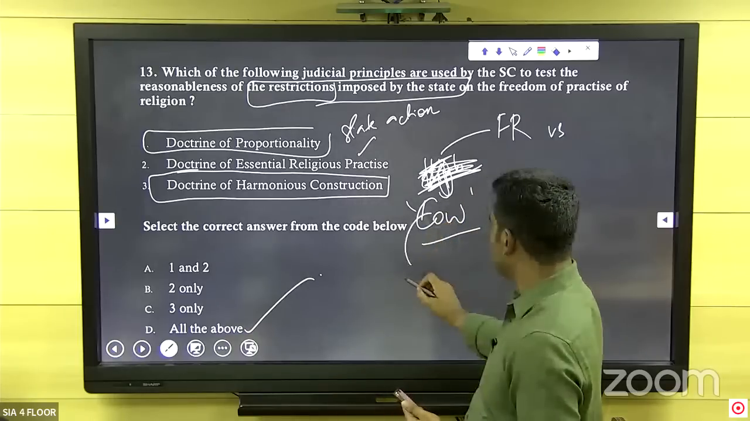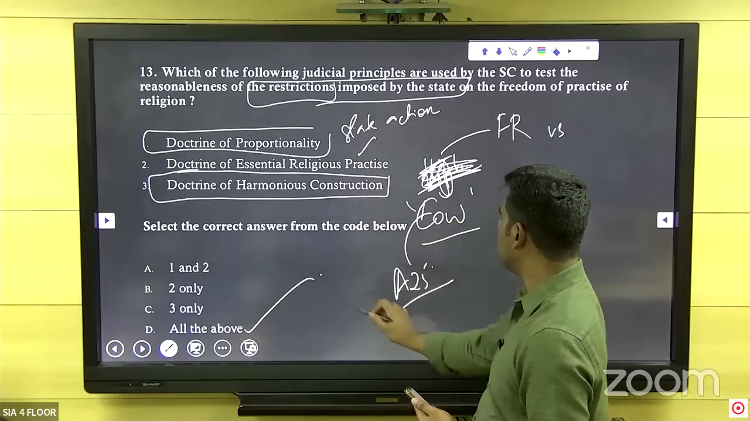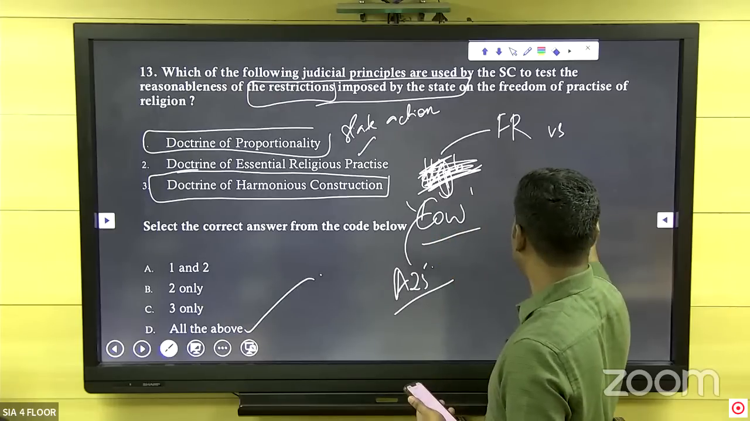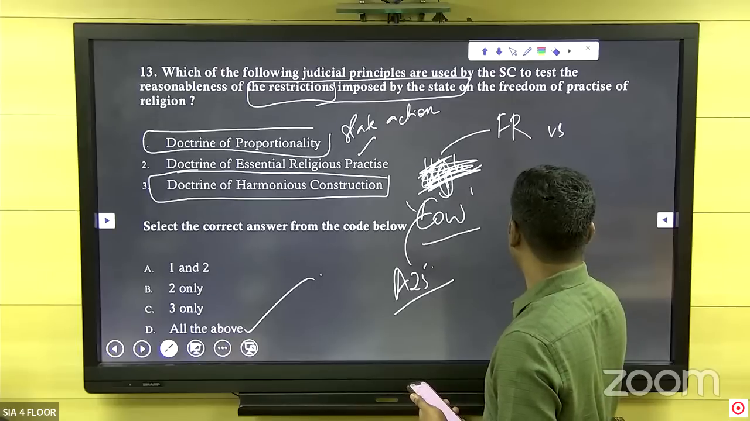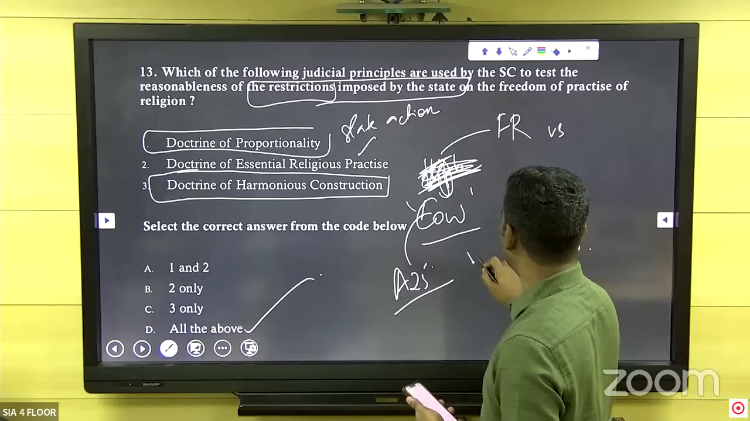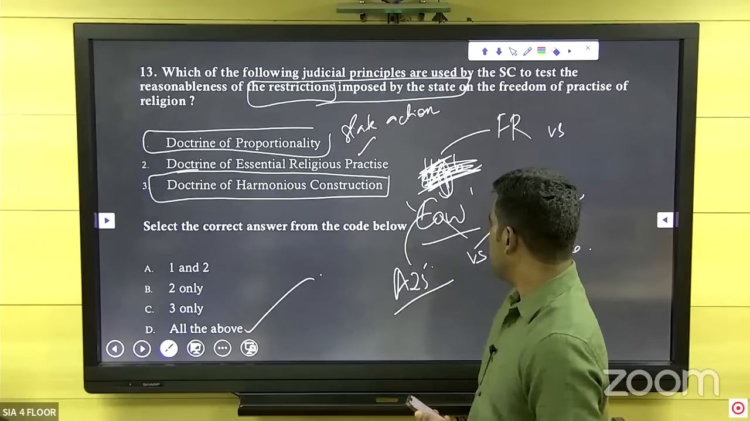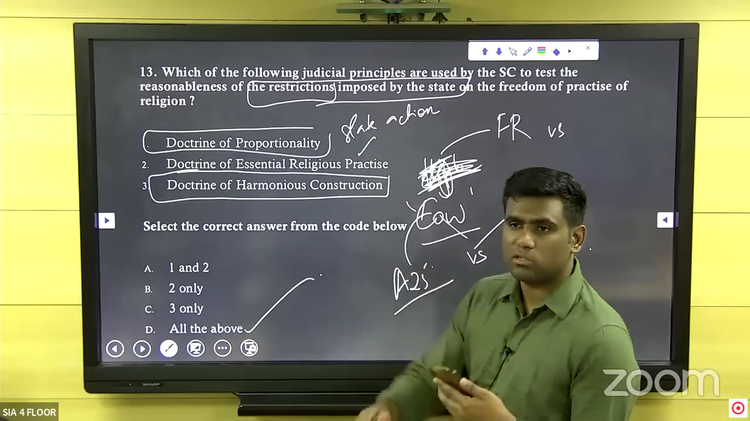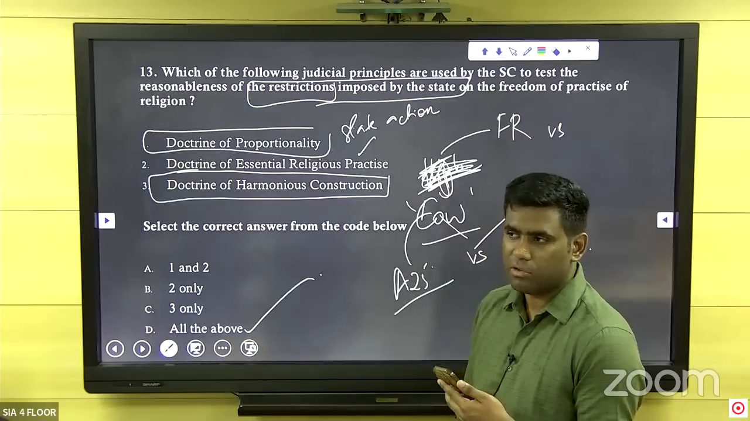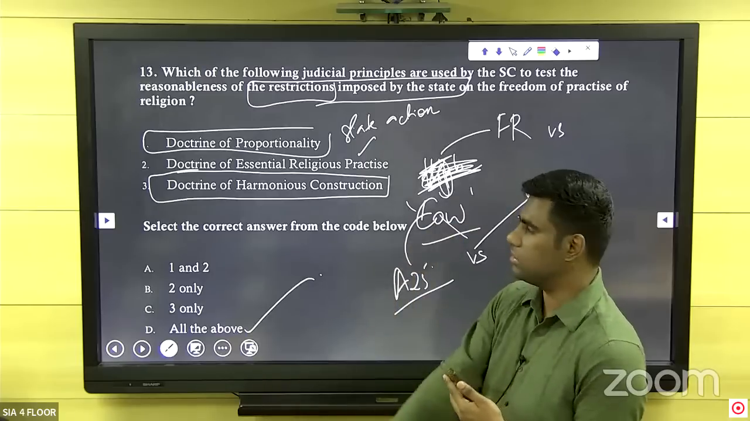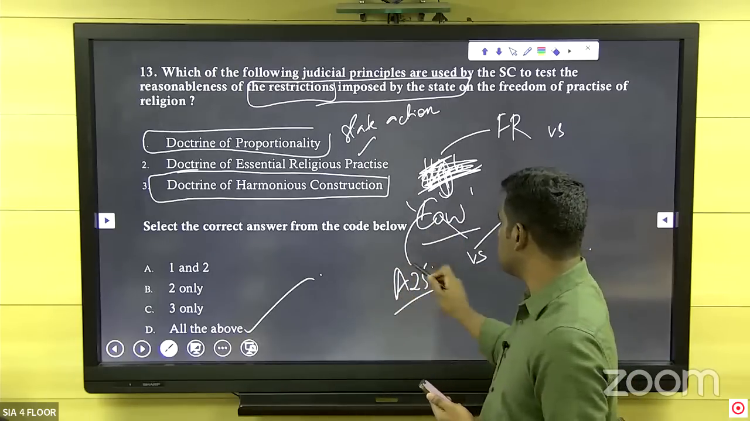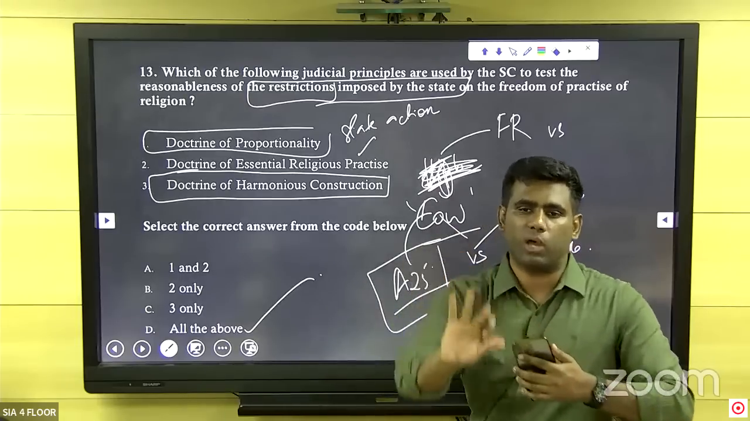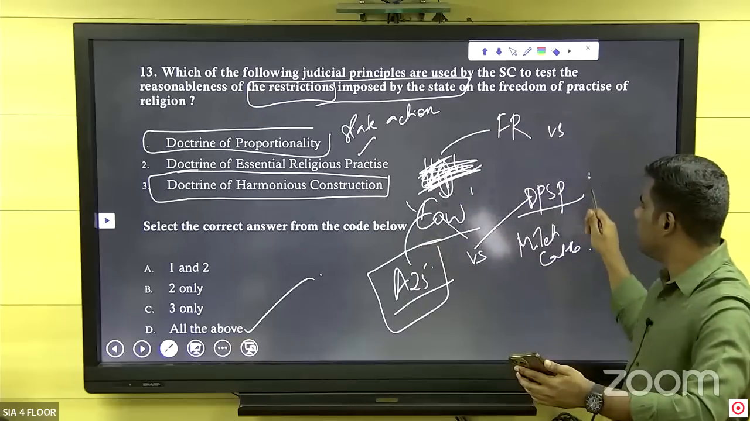It is a conflict between Article 25 and the DPSP. Article 25 gives you the freedom of practice of religion, whereas the DPSP says the state shall take steps to protect milch cattle. So there is a conflict between these two provisions. Because the state has a responsibility to protect milch cattle, it will place restrictions that you cannot sacrifice cow. Such state restrictions violate Article 25, but still the state restriction will be held as valid. Why? Because it gives effect to a DPSP.